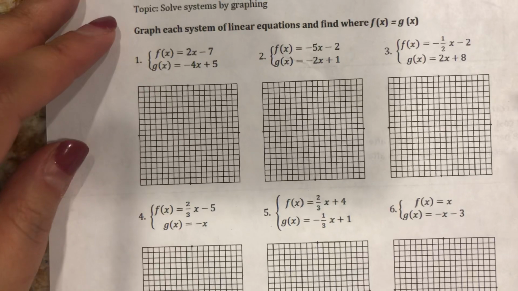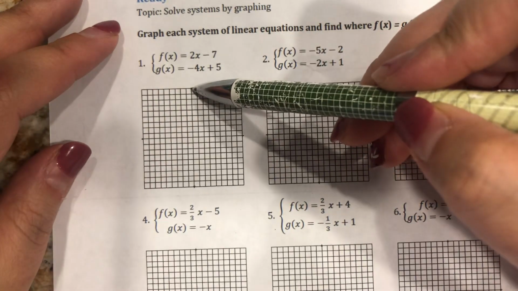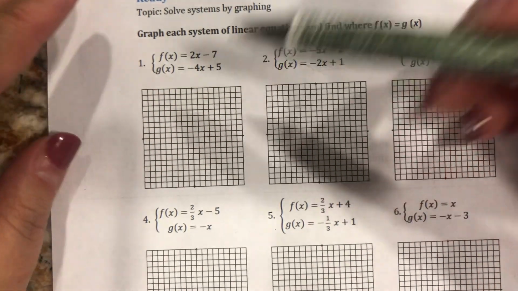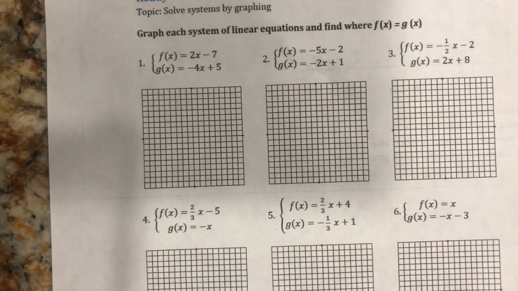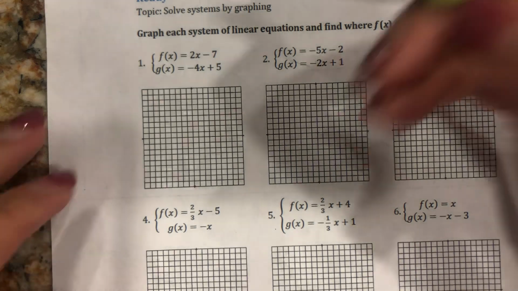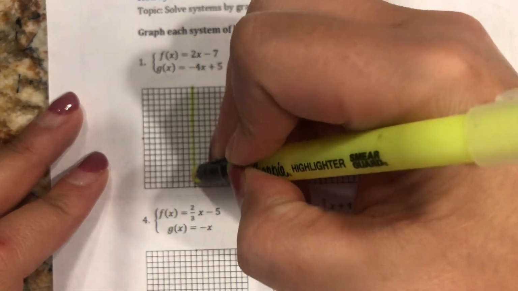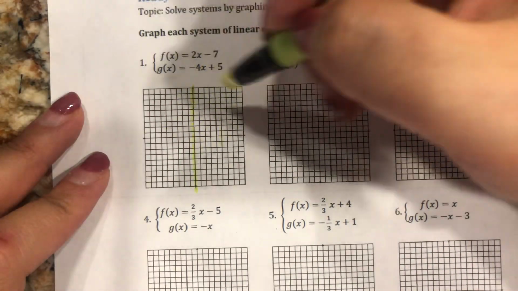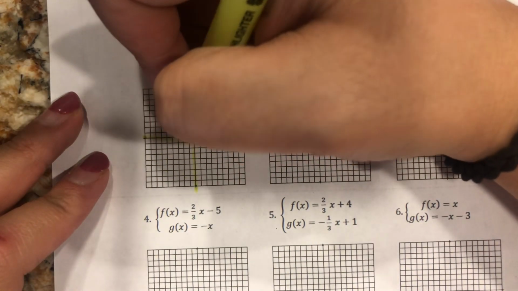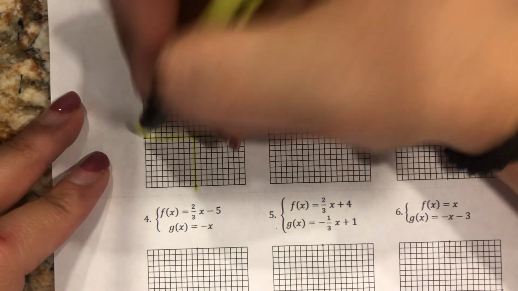The first thing I would probably do, if you notice, there are little arrows down here, but I really don't like how light they are. So what I would suggest is I would darken them up. What I'm going to do is I'm going to highlight it. You don't have to highlight it. I just want to make it more noticeable that those are my coordinates. So that's my y-axis, and that's my x-axis.